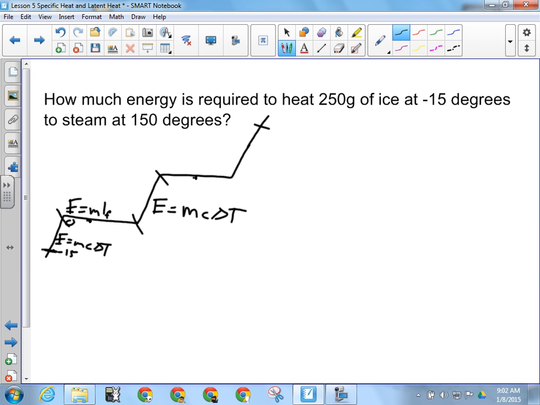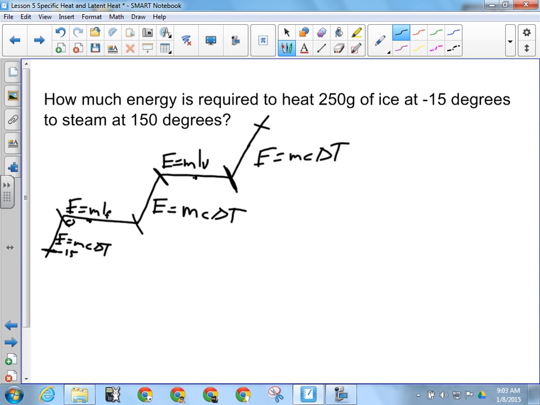And then up here, I start out with water at 100 degrees Celsius, and at the end of this step, I will have steam at 100 degrees Celsius. So this will be E equals mLv. And at the end of that step, we have steam at 100. At the end of this step, we have steam at 150. Temperature is changing, so we're back to E equals mcΔT. How many steps are there here? 5 steps. That's the most you're going to have.